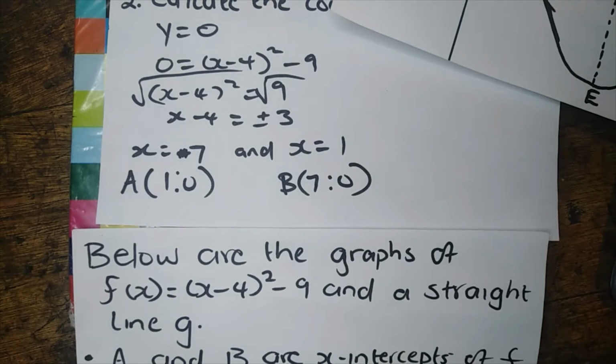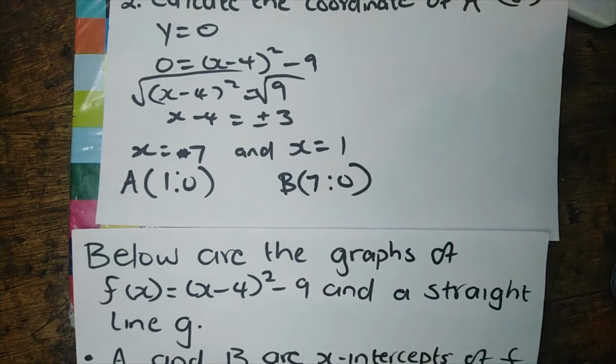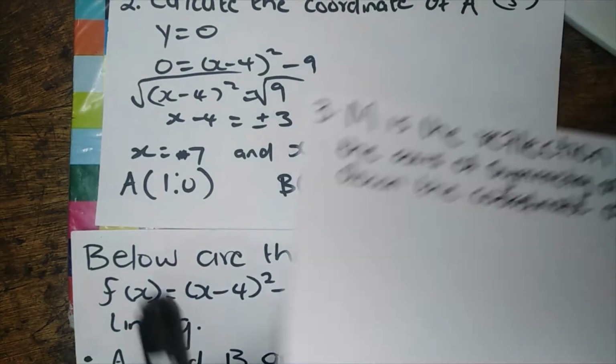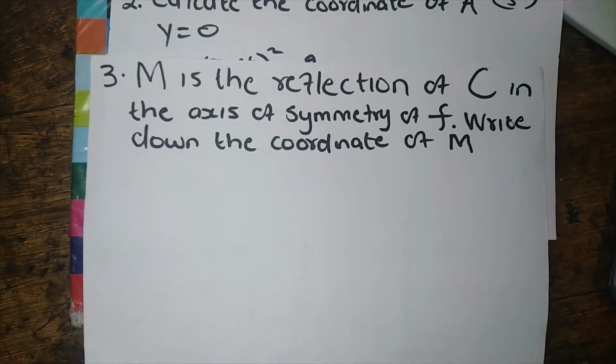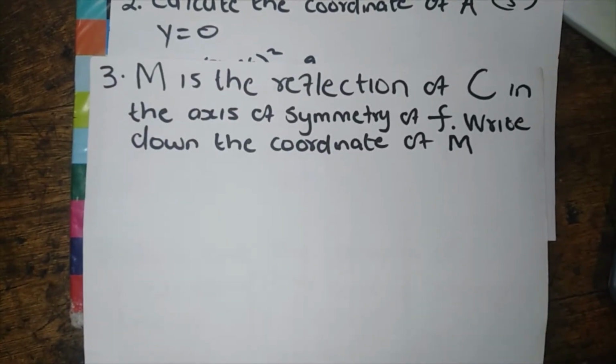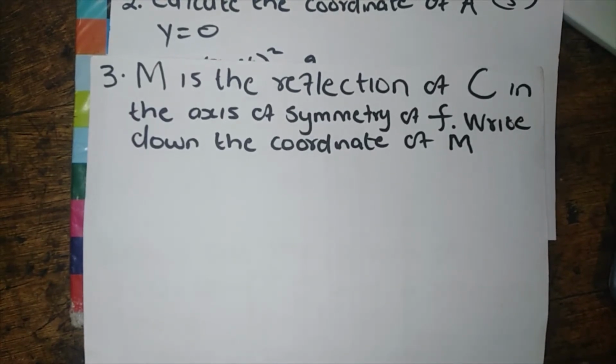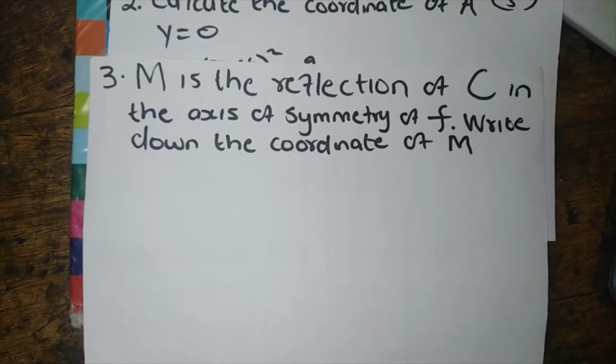Okay, so let's get to number 3. Number 3 says M is the reflection of C in the axis of symmetry of f. Write down the coordinates of M.